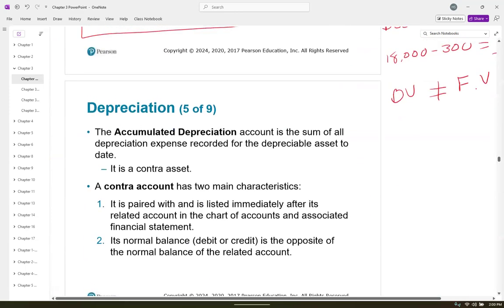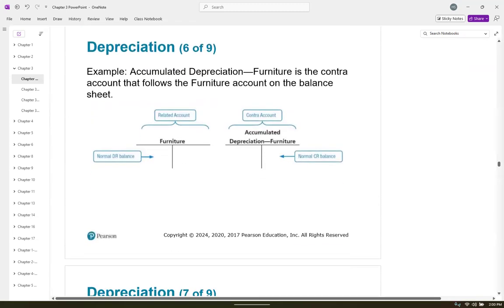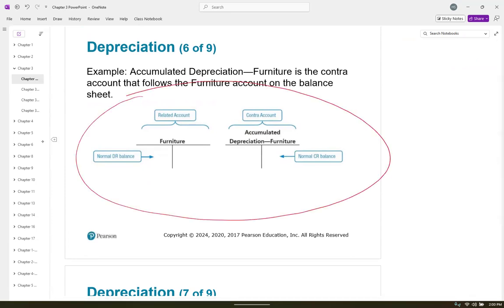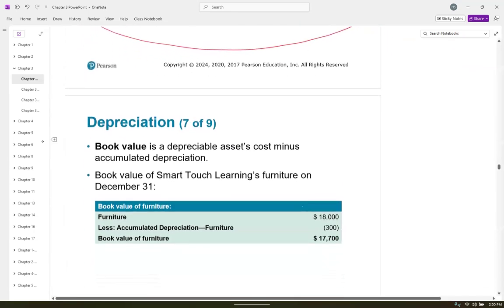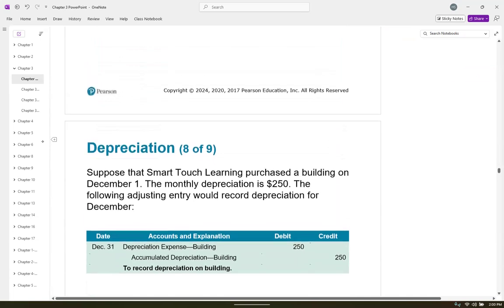I usually take a break, but I want to finish up this learning objective. Everything I just wrote out is on this slide right here, so I'm not going to repeat everything I did. But remember, these two accounts are married. They can't get a divorce. And there's the book value. All right.